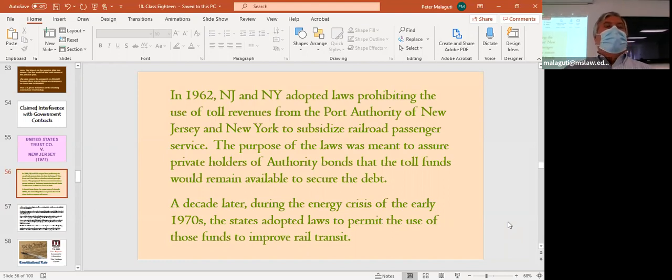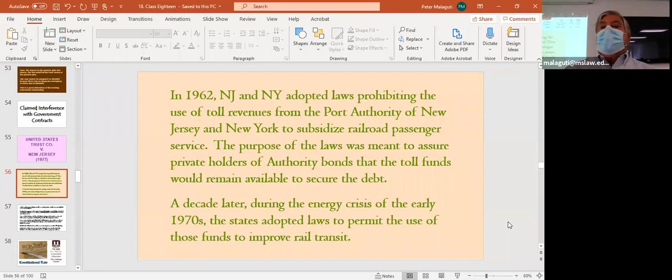A bond is nothing more than borrowing money with a promise to buy it back. If you buy a U.S. savings bond, you're basically loaning the federal government money, and they're going to pay you back at a particular interest rate. Okay, and so when the Port Authority was negotiating the bonds, it agreed in the bonding contract that it would use the toll revenues that are generated from the highways to secure the bonds, essentially. And it wouldn't use them for any other purpose.